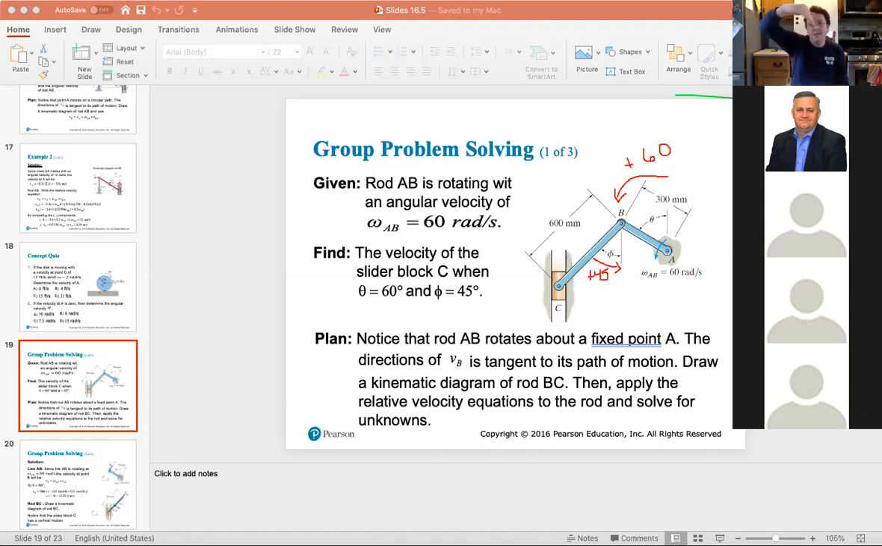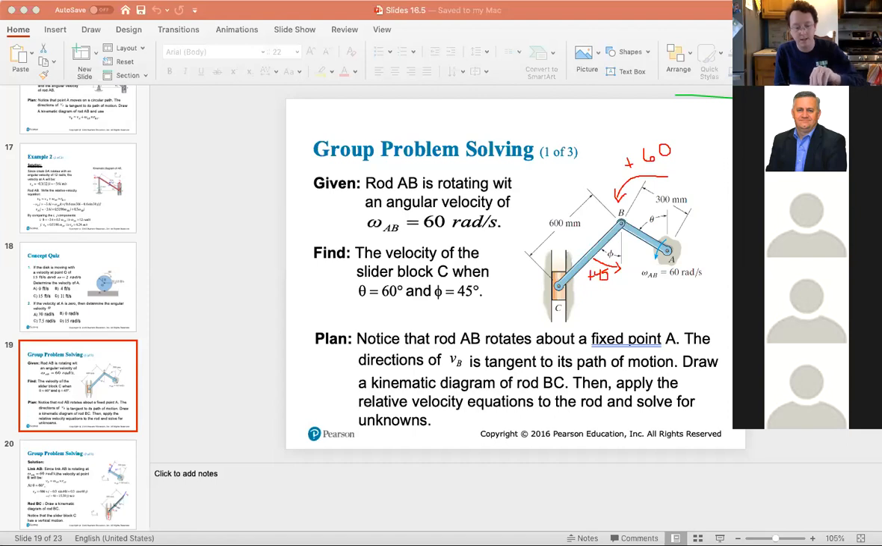So basically what I'm saying is that rod phi is going to have to swing down. It's going to have to swing forward. So I'm expecting phi to kind of swing and rotate. So I'm expecting rod BC to rotate in a counterclockwise fashion.